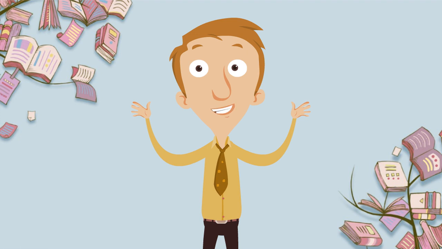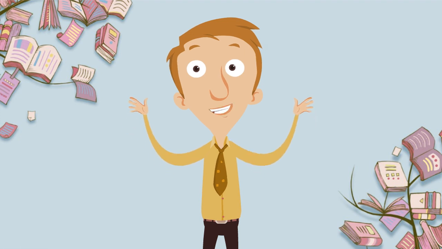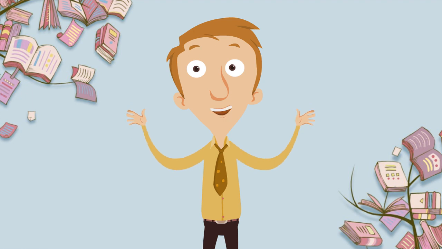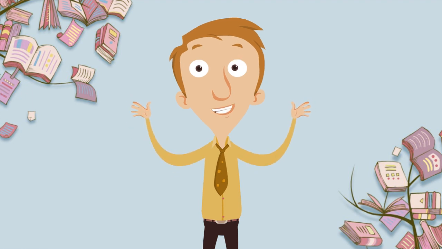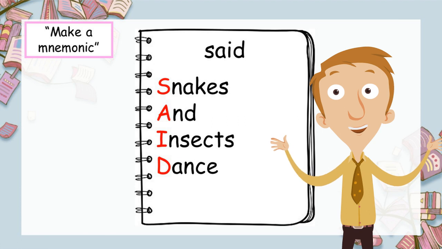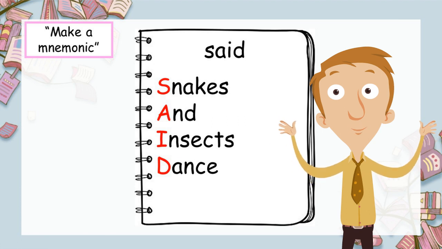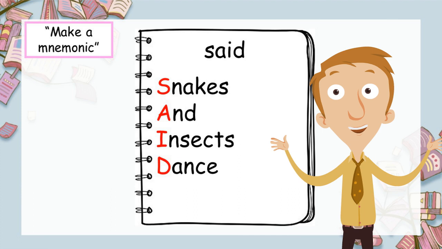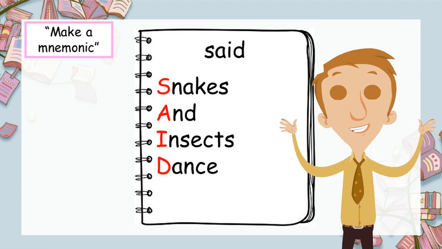A mnemonic is a short little sentence that uses the letters from your spelling word to help you remember which order they should come in. So you can see for the word said, I've made this mnemonic, snakes and insects dance. The first letter of each word, when I put them together, spells my spelling word of said.